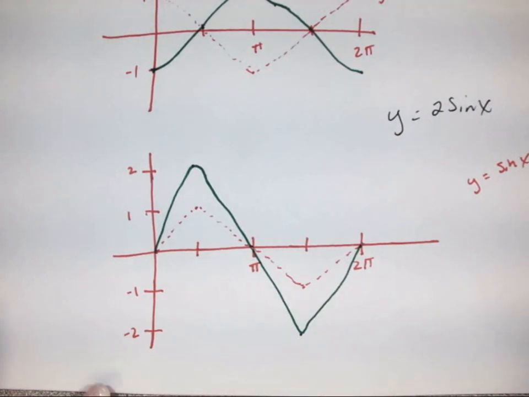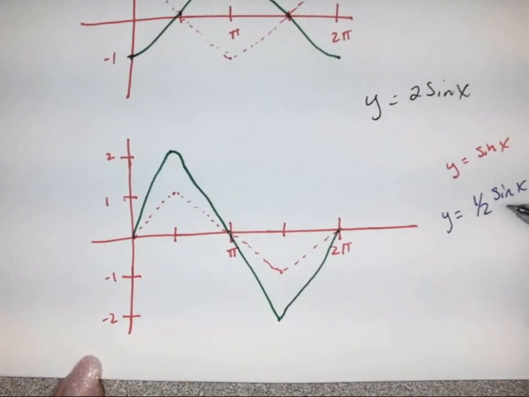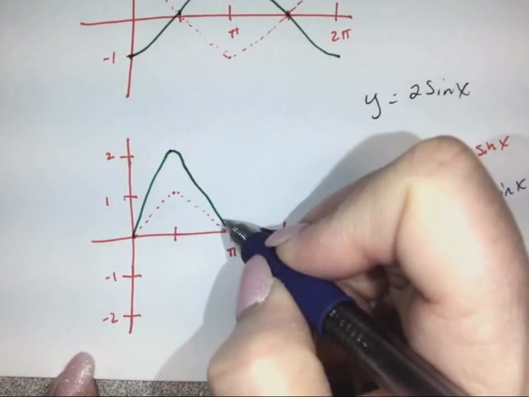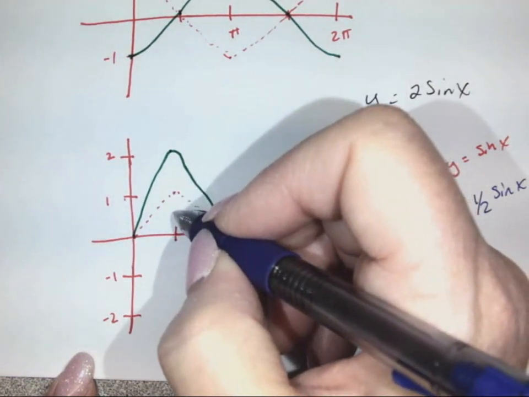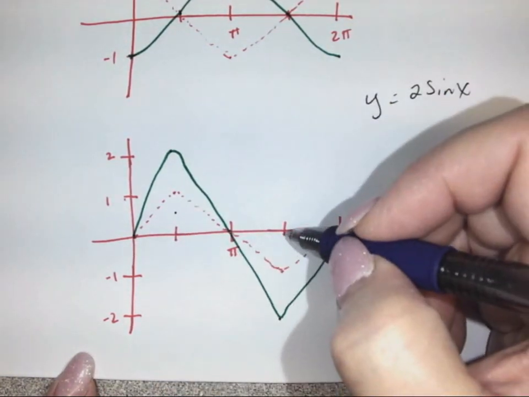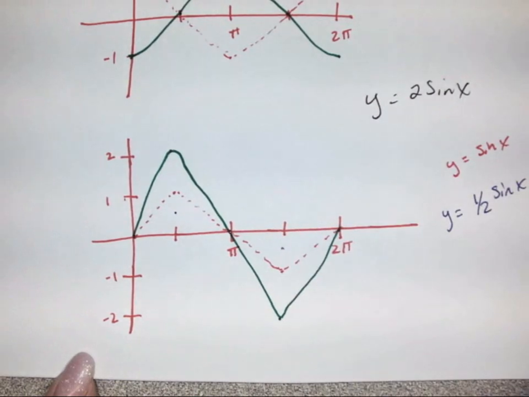So on the same graph, let's do y is equal to 1/2 times the sine of x. So that means everything gets multiplied by 1/2. So on our sine curve again, the zeros are still going to be at 0. But 1 would now be 1/2. And negative 1 will be negative 1/2.